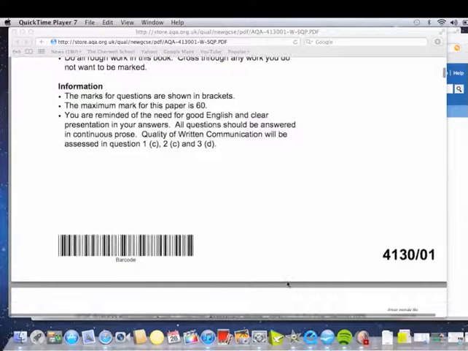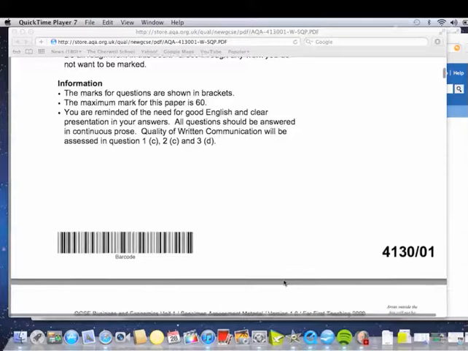Do look at this here as well. Quality of written communication is assessed in the 9-mark sections. You've got 1C, 2C and 3D. So it's very, very important there to avoid use of bullet points or overlong sentences in your answers. Have it really carefully planned out, carefully structured, good, clear communication, so it's easy to understand.